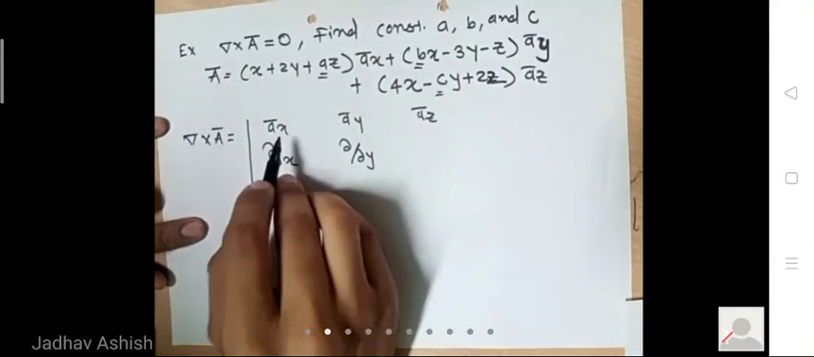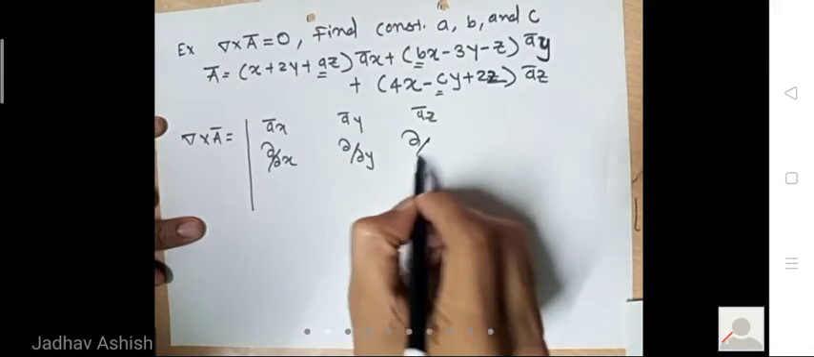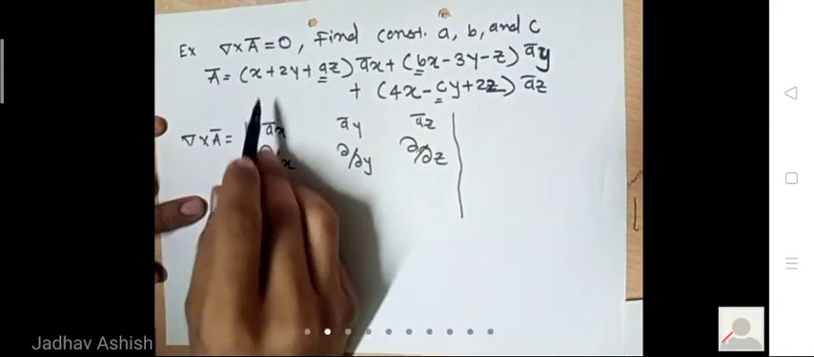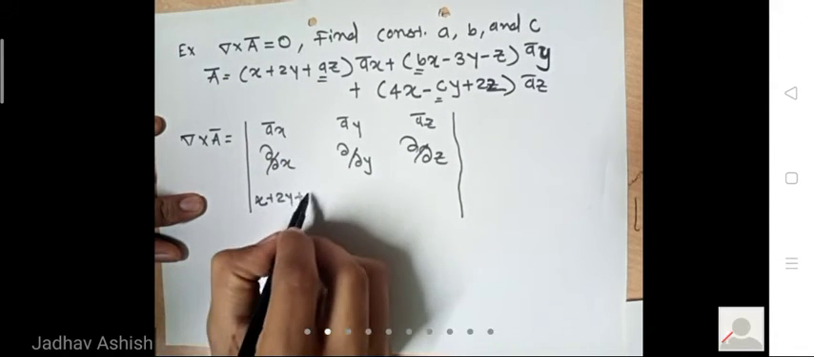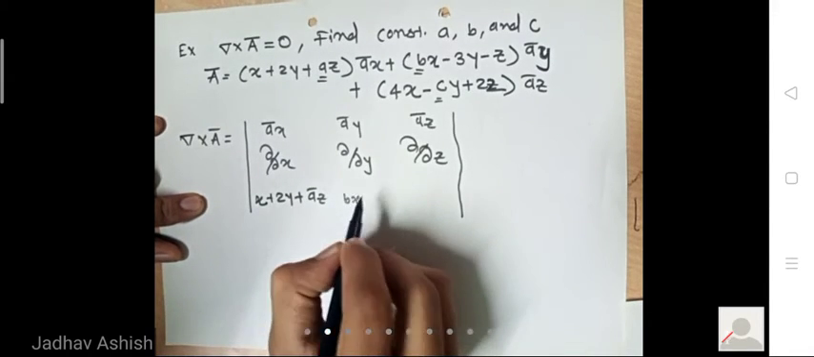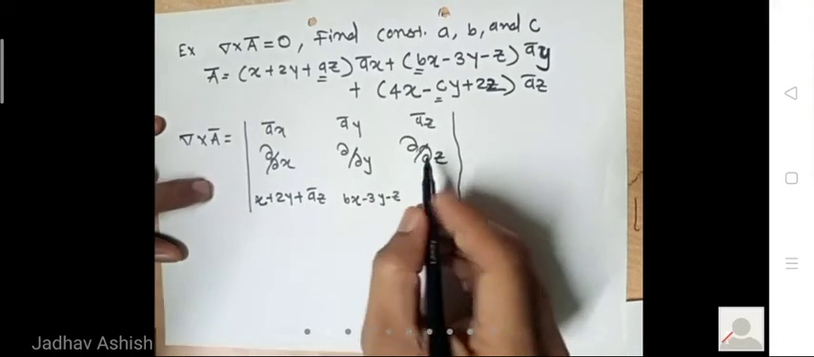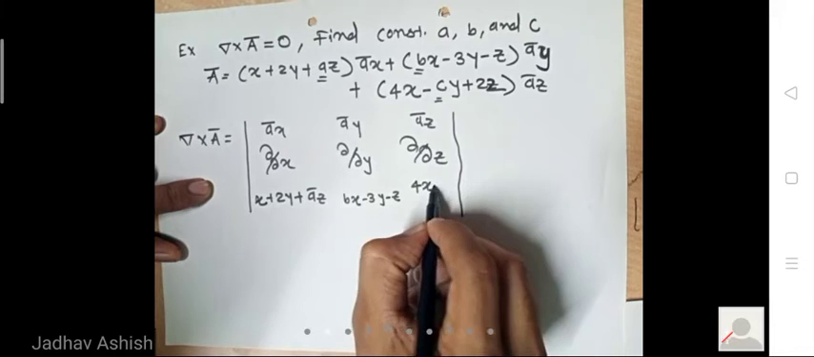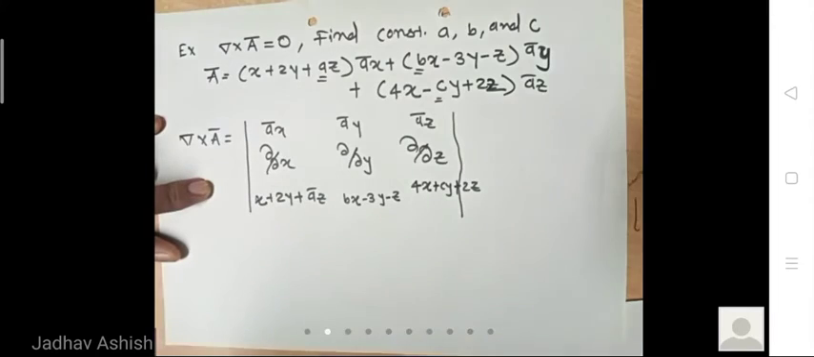Okay. A bar x, A bar y, A bar z. So dou by dou y, dou by dou z. Now as per definition, you might have found the x coordinate. So the x coordinate is x plus 2y plus az. The y coordinate is bx minus 3y minus z, and the z coordinate is 4x plus cy plus 2z.